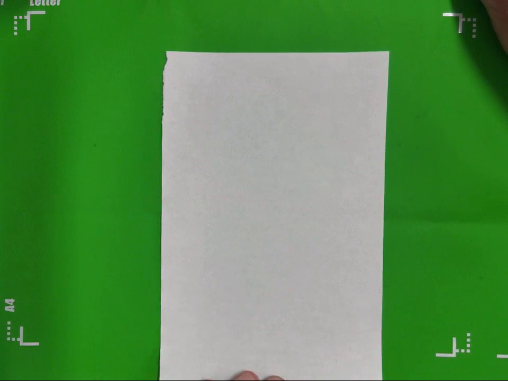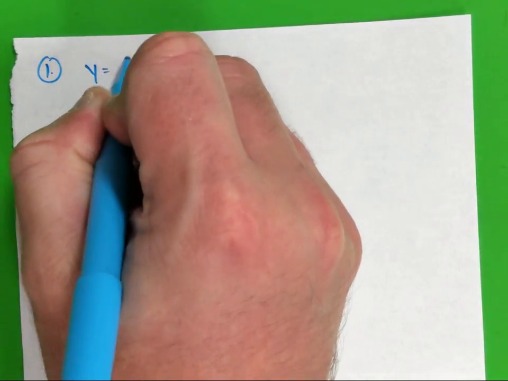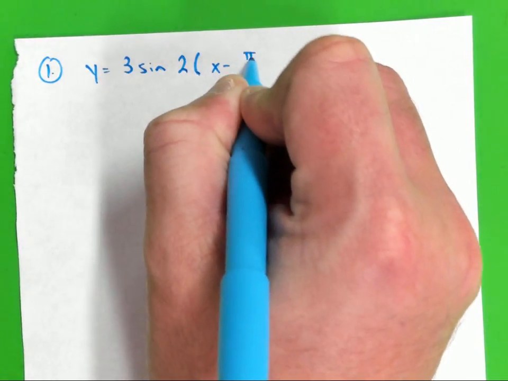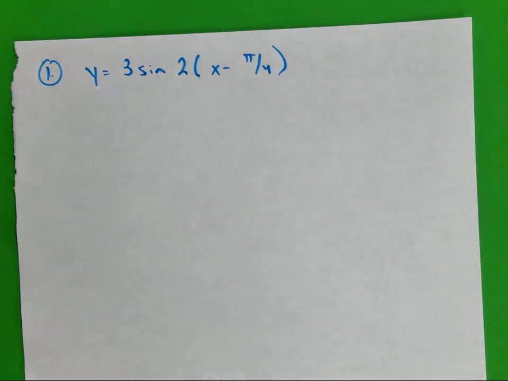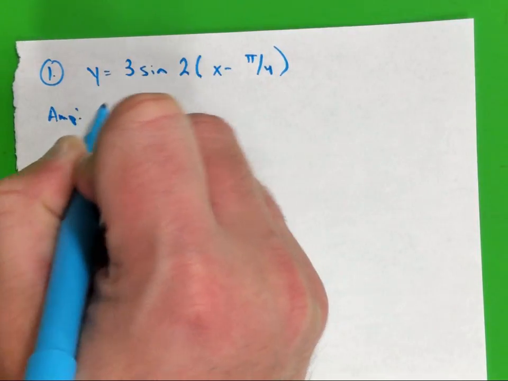Alright, so we're reviewing how to graph trig functions for your final exam. So let's say we have this problem right here: y equals 3 sine (2x minus pi over 4). What is my amplitude for this problem? My amplitude is what? 3. Very good. It's the absolute value of the number sitting up front.